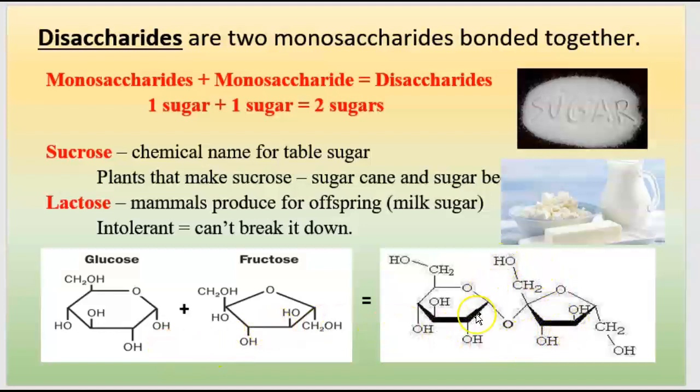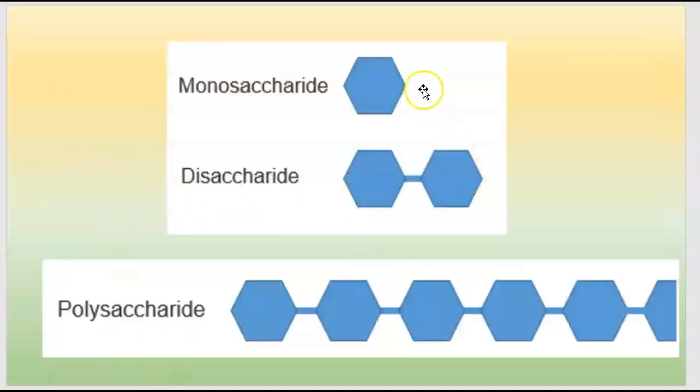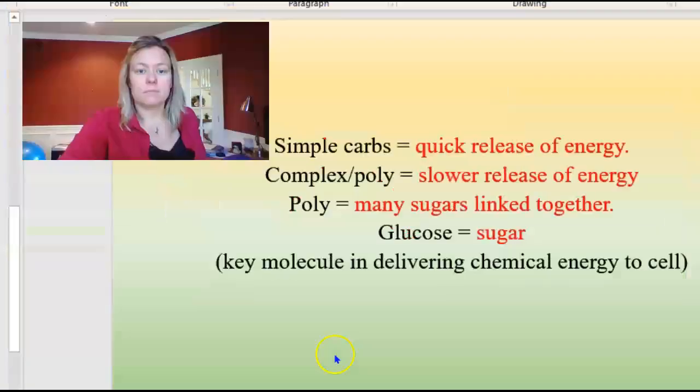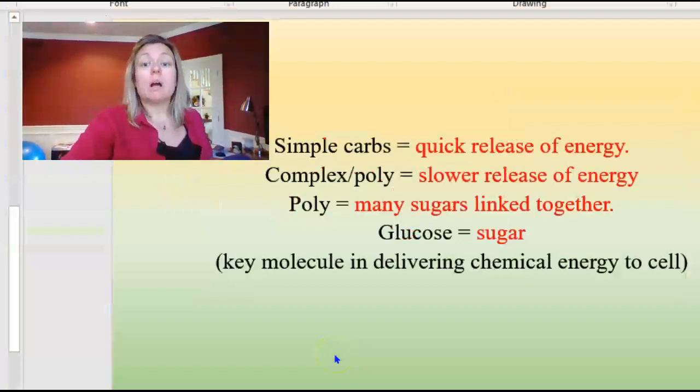The body breaks these down into the individual monomers to further break it down into ATP and energy, which we're going to talk about next. So again, mono, di, poly. One, two, many. Okay, so just to recap here a little bit, simple carbs are a quick release of energy. Think about candy, think about sugar.